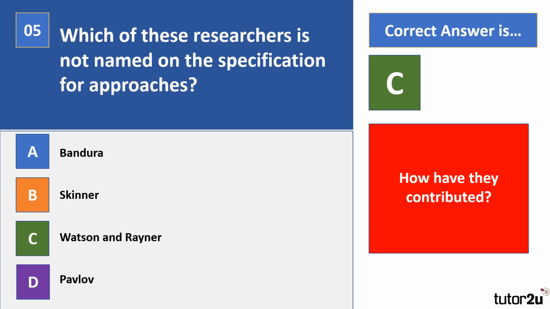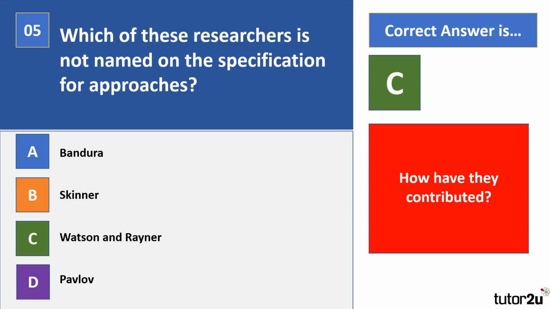And that's not to say that you can't use Watson and Rayner in a behaviourist answer, of course you can. It's just that Bandura, Skinner and Pavlov are named under what we've got for SLT and behaviourist here. So the question there is how have they contributed? And I've just stuck that there because we've seen questions in this area that ask you to discuss the contribution of certain researchers to their approach, or the contribution of an approach to our understanding of human behaviour.